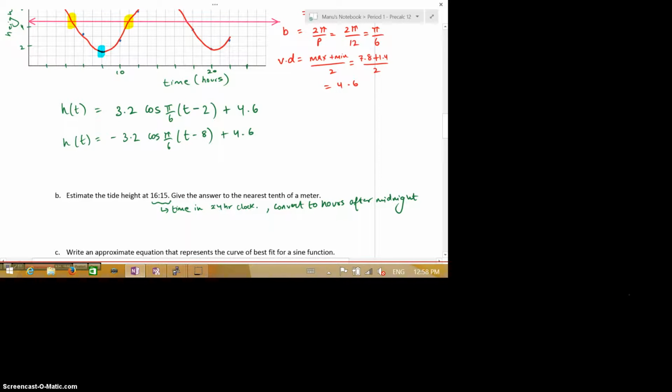So 16:15, or 4:15 in the afternoon, is how many hours after midnight? It's 16 hours and 15 minutes, but I want to have it as a decimal, 16 point something hours. What is it going to be? 16.25 hours. So 16:15 is equivalent to 16.25 hours after midnight.